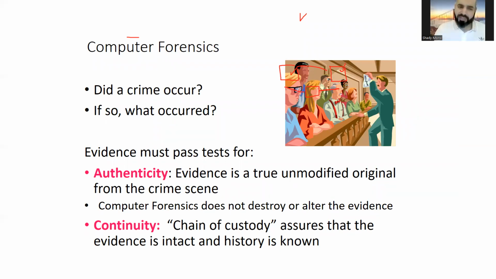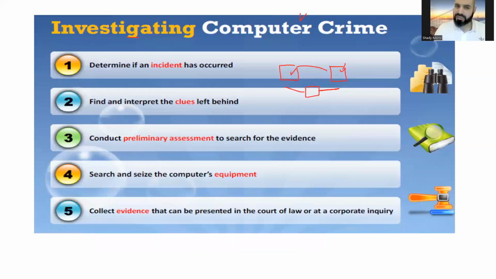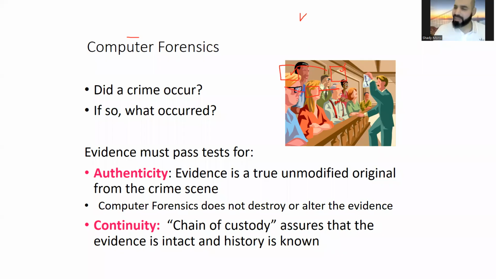Okay, so going back to the first point, which is to determine whether an incident has occurred or not. You need to understand: did a crime occur or not? Do we have a violation of our confidentiality, integrity, availability, or our security policy or not? This is the first question. If yes, then you ask the second question, which is what happened.